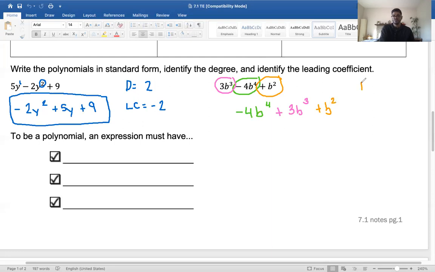Okay. The degree on this one equals 4. Again, largest exponent. Your leading coefficient is negative 4.